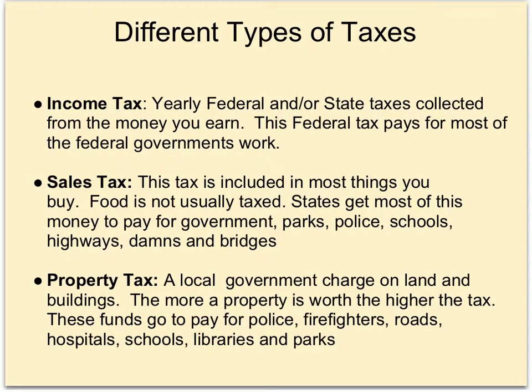Different types of taxes. There's an income tax, which is a yearly federal and/or state tax collected from the money you earn. This federal tax pays for most of the federal government's work. Sales tax. This tax is included in most things you buy. Food is not usually taxed. States get most of this money to pay for government, parks, police, schools, highways, dams, and bridges. Property tax. A local government charge on land and buildings. The more a property is worth, the higher the tax. These funds go to help pay for police, firefighters, roads, hospitals, schools, libraries, and parks.